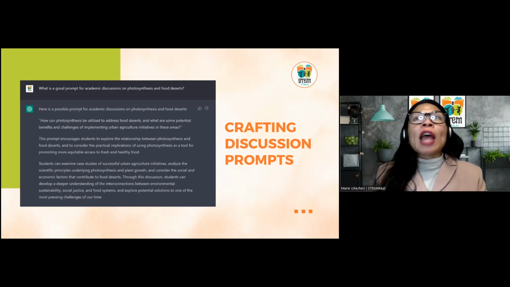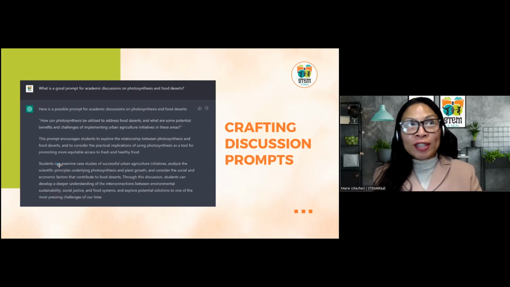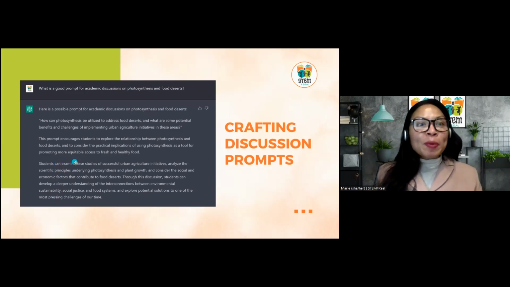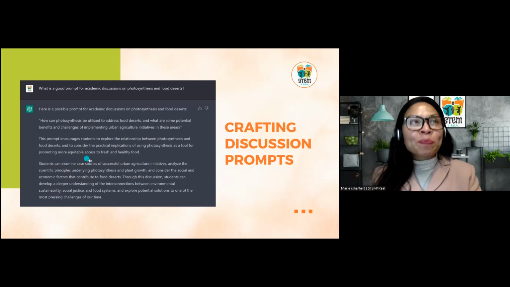So an example of a good prompt that might get our students talking is, how can photosynthesis be utilized to address food deserts? And what are some potential benefits and challenges of implementing urban agriculture initiatives in these areas? So as you can probably see, it's a little bit of a mouthful. So you probably have to alter some of this language so that your students can understand it.